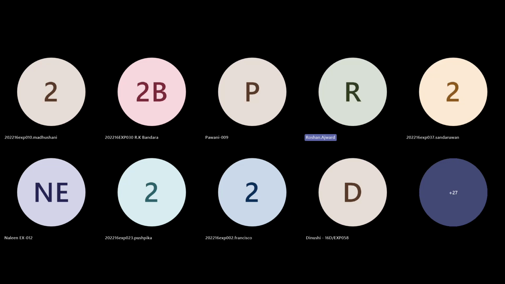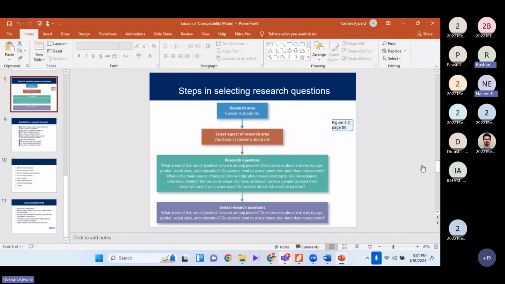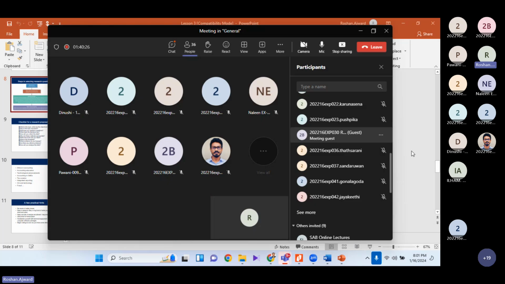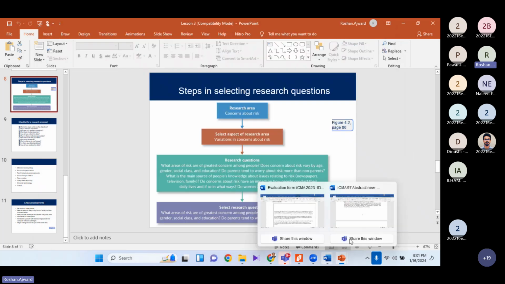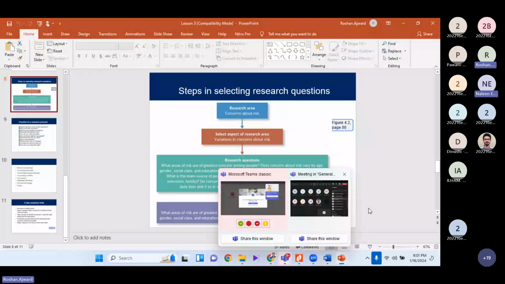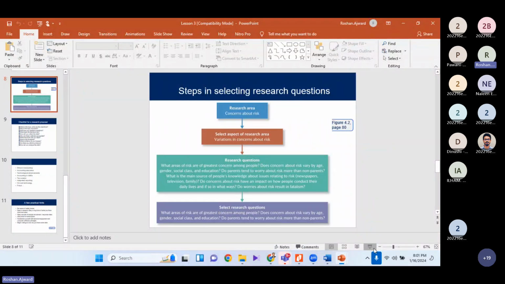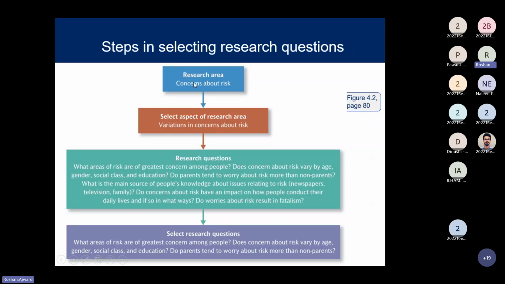Now let me share the screen again and let's see the example given by Bryman. Let me put it in focus. Now see what his example is. For your assignment, you have to take an accounting example. Select a research area in accounting, not what I had taken. Then you have to see how to generate research questions.